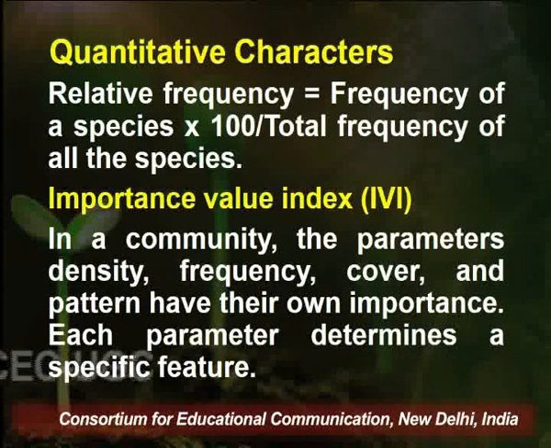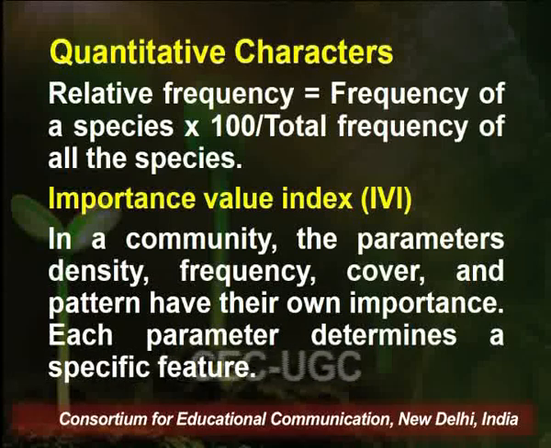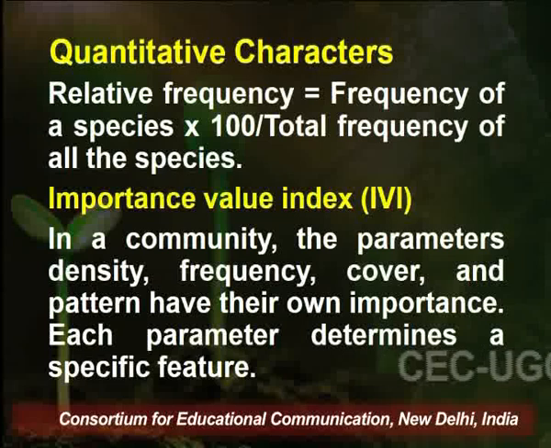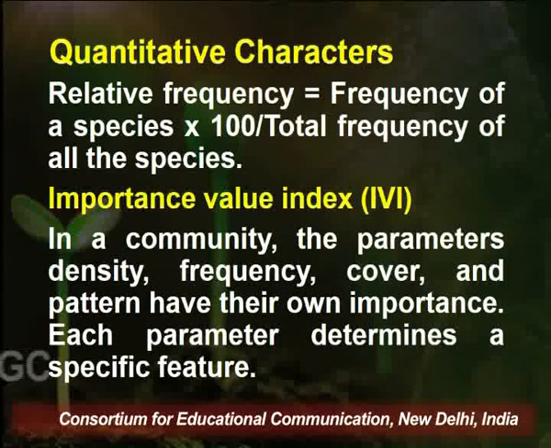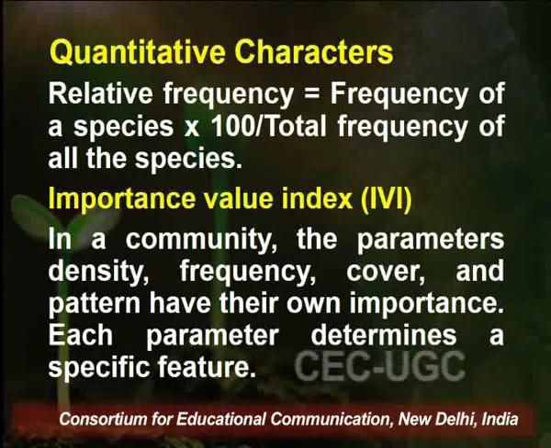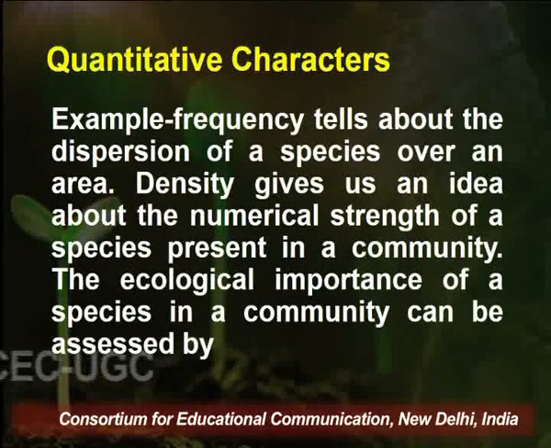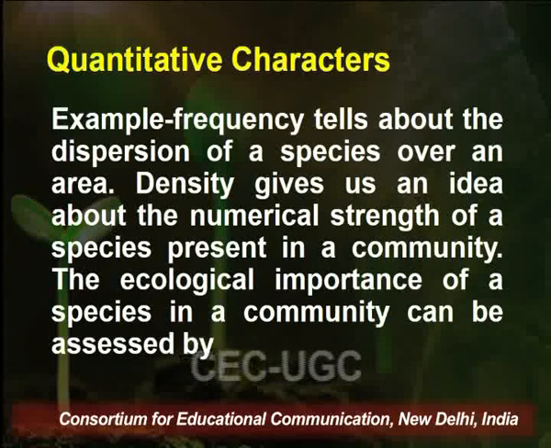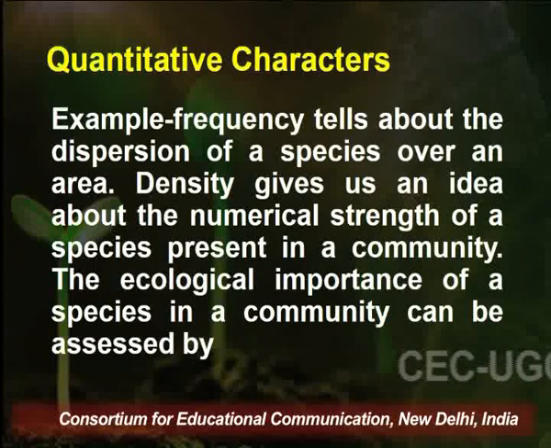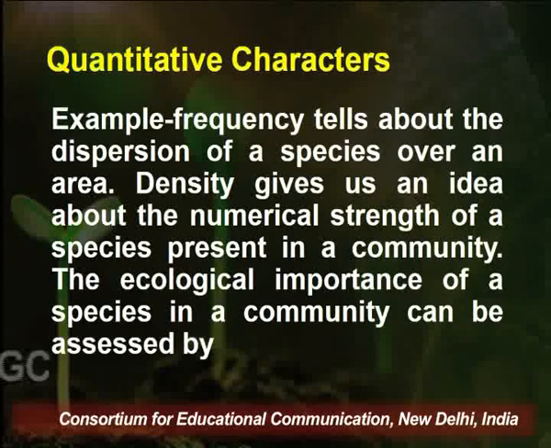So, moving on to importance value index, IVI. Now, in a community, the parameters such as density, frequency, cover, and patterns have their own importance. Each parameter determines a specific feature. For example, frequency tells us about the dispersion of a species over an area. Density gives us an idea about the numerical strength of a species present in a community. And the ecological importance of a species in a community can be assessed by studying the parameters such as relative frequency, relative density, and relative abundance, which we have already discussed.